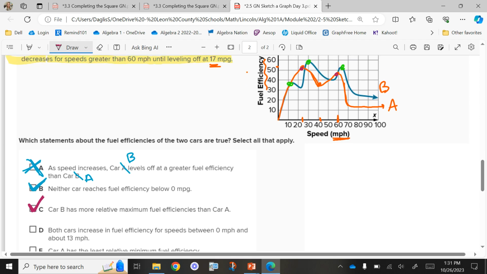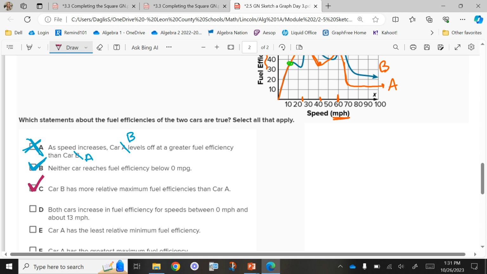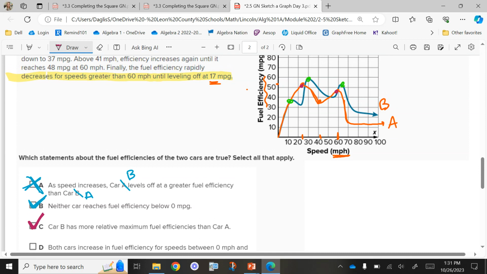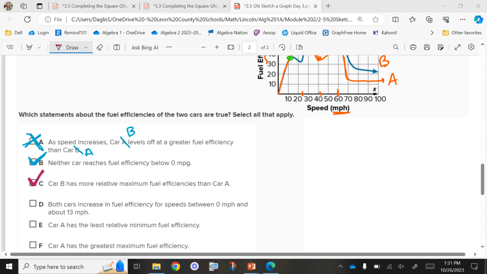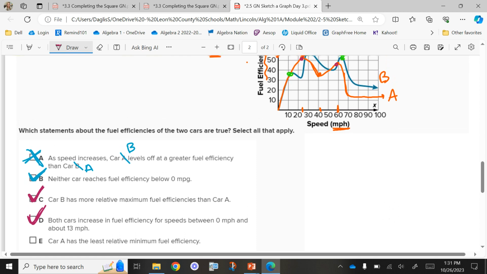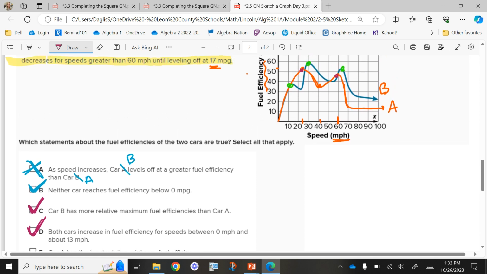All right. Both cars increase in fuel efficiency for speeds between 0 and 13 miles per hour. So are they both increasing between 0 and 13? Yeah. I would say yeah. They're both going up. Car A would continue to go up, right? But I would say between those exact X values, they are both increasing. So this is good. Car A has the least relative minimum fuel efficiency. So who has the lowest dip? I think B might have the lowest dip.